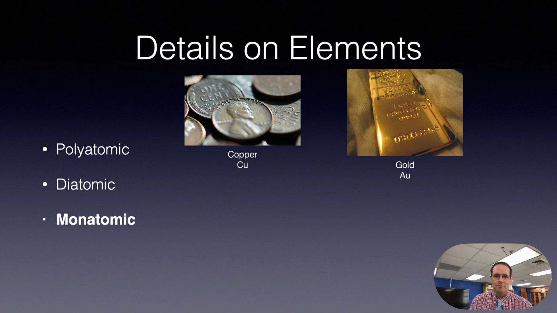Aurum, A-U-R-U-M, is Latin for gold. So sorry, it's not in English or your native language if you're in a different country watching this video. So it's also monoatomic, so we just write Au. We don't have a number after that.